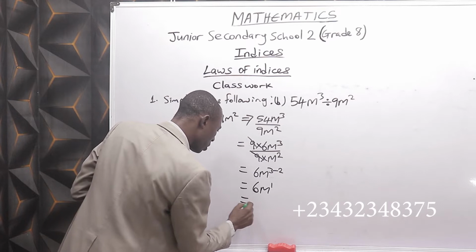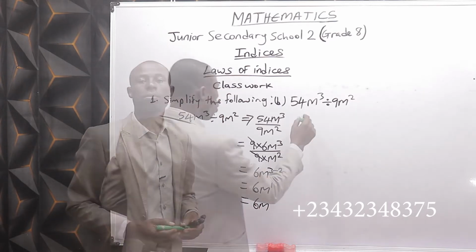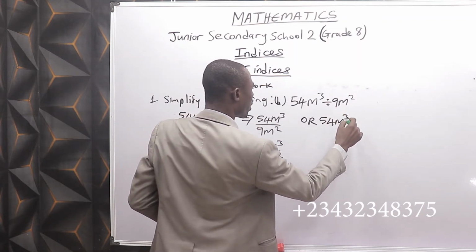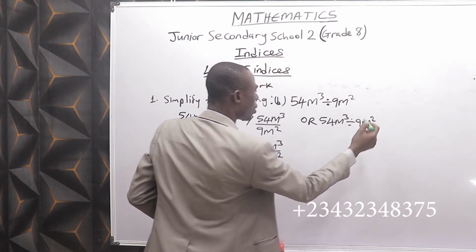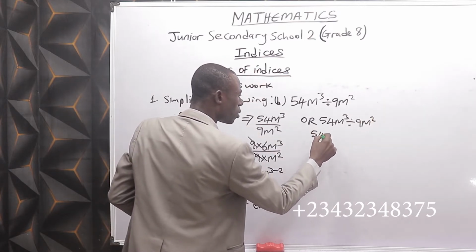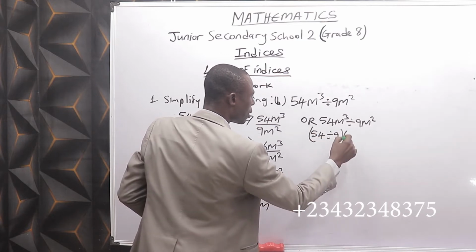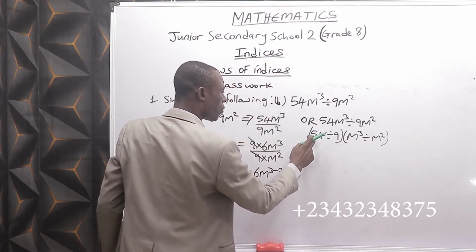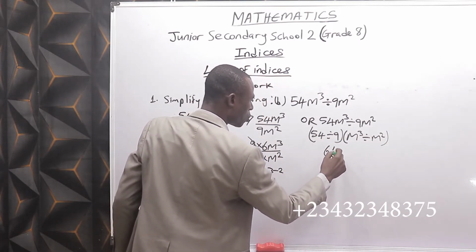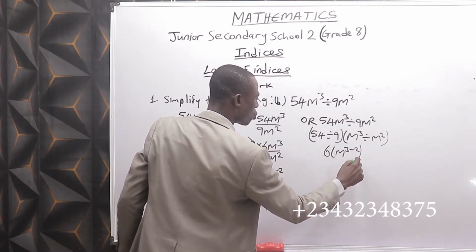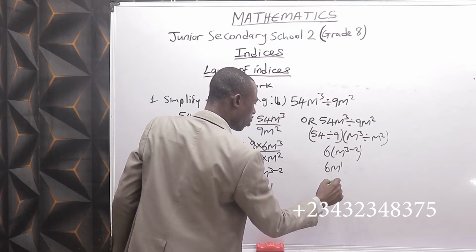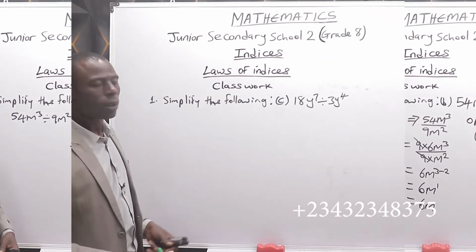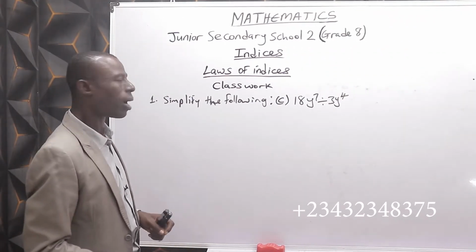Meanwhile, 6m raised to power 1 is the same thing as 6m. Or 54m raised to power 3 divided by 9m raised to power 2 could be 54 divided by 9 in bracket into m raised to power 3 divided by m raised to power 2. 54 divided by 9, that's 6, into m raised to power 3 minus 2. 6m raised to power 1, that's 6m. Do you understand? Good. Let's consider the C part of that question 1.